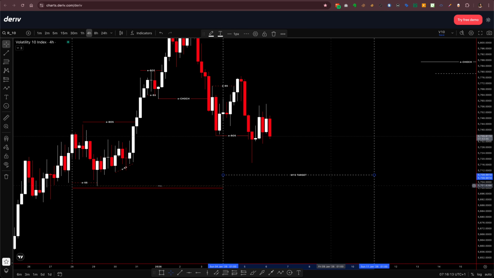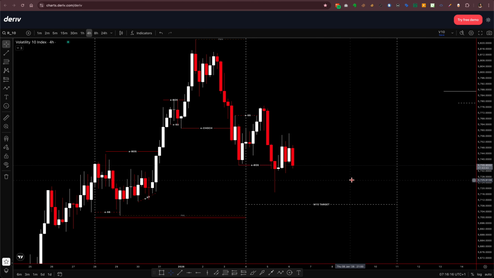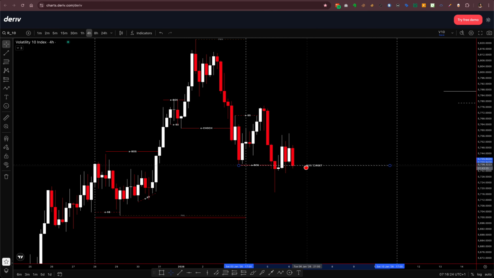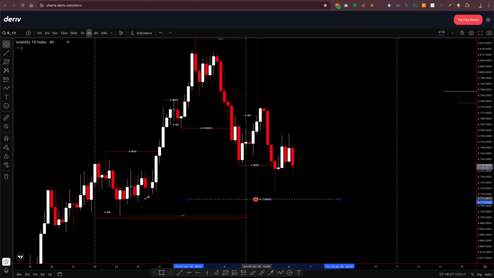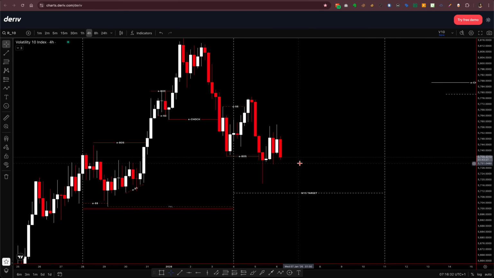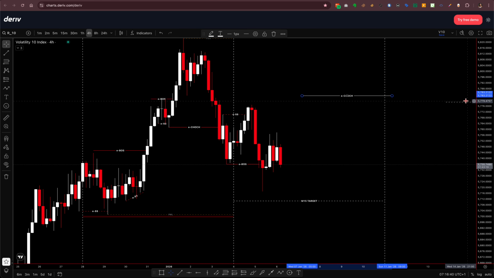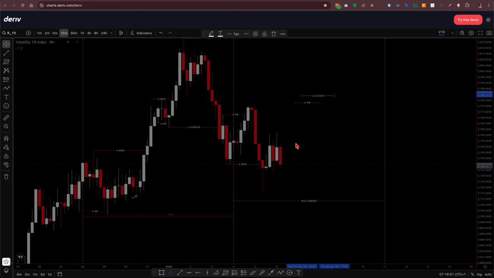So I can just say M15 target, right? I wouldn't want to put it here, we might be too close to this already, just in case we've not even found a buying opportunity. So let me just put it somewhere here. So if this is my M15 target, what am I looking for now? I'm looking for the selling opportunities. So let's scale down to the 15-minute time frame.